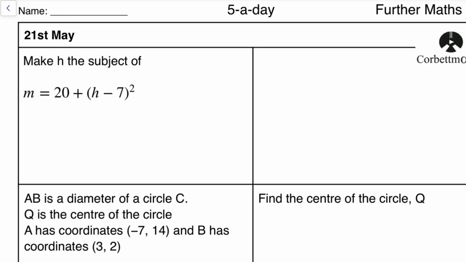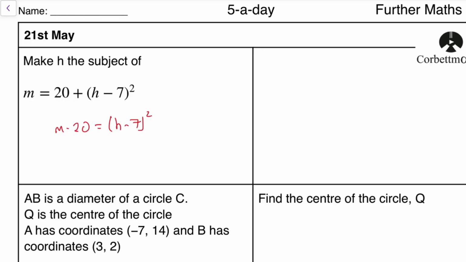Now actually this is an interesting one because, although it's not obvious here, there's actually a sort of reverse complete the square type question, isn't it? So all I'm going to do is just do exactly that. I'm going to reverse things slowly. So I'm going to take away 20 from both sides. So that's going to give me m minus 20 equals h minus 7 squared.